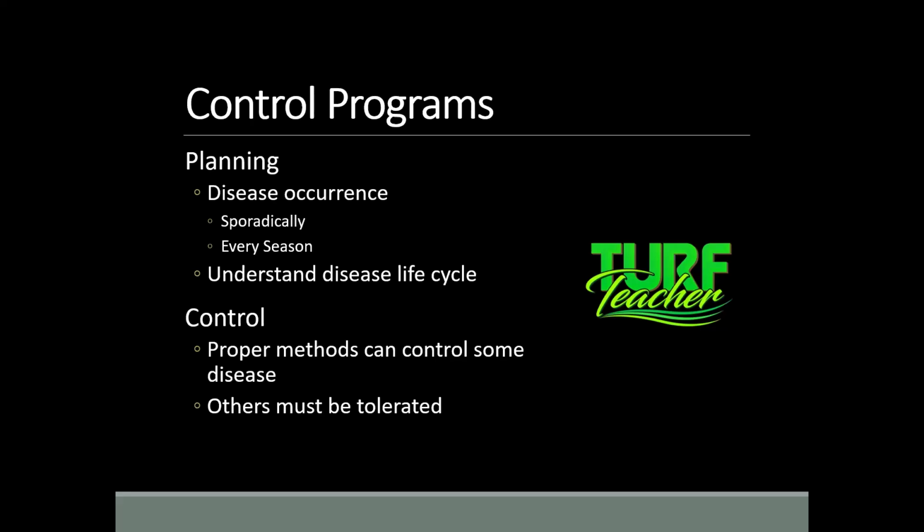Or is this disease sporadic? Does it only happen once in a while? But we have to know what's going on. And once we know what diseases we're going to see, we need to understand the life cycle of the disease. Same thing with our insects. We've got to understand which stage of life these insects are most controllable with the use of a pesticide or some other means to get rid of them. Our proper methods can control some disease, and others just must be tolerated.